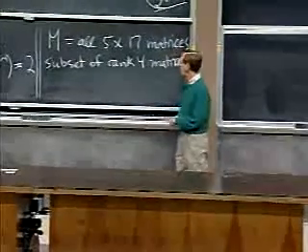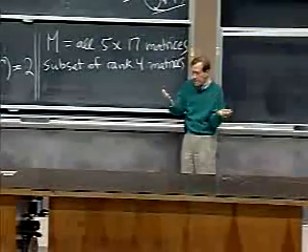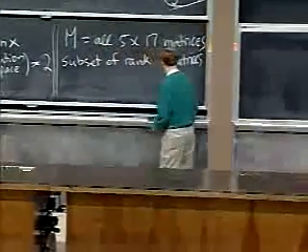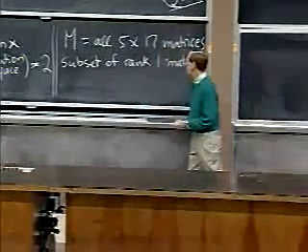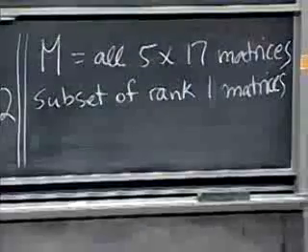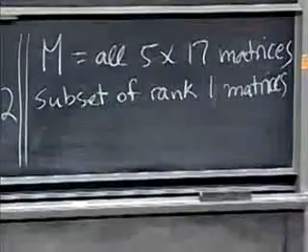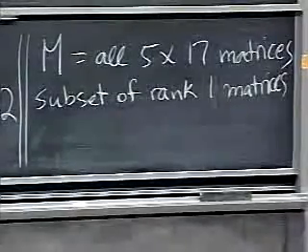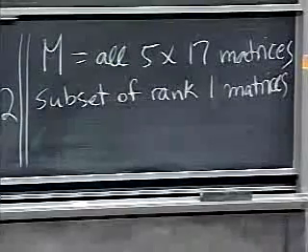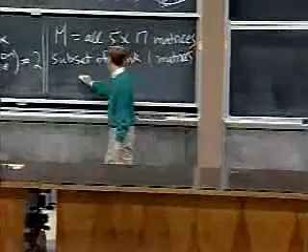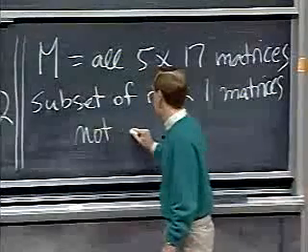So rank 4 matrices, or rather rank 1 matrices, let me change that to rank 1. Let me take the subset of rank 1 matrices. Is that a vector space? If I add a rank 1 matrix to a rank 1 matrix? No, it's most likely going to have rank 2. So I'll just make that point. Not a subspace.